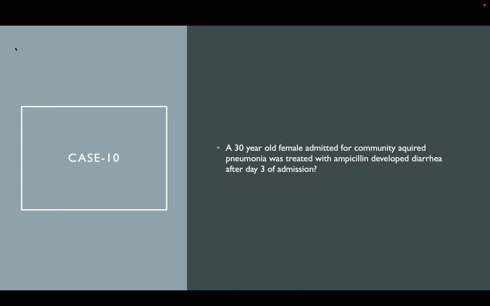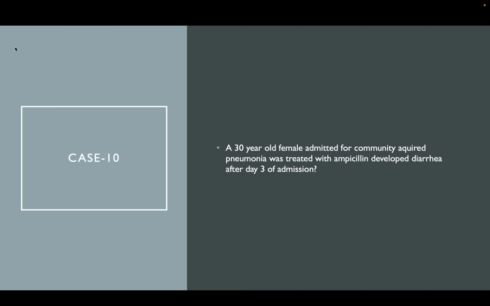A 30-year-old female admitted for community-acquired pneumonia was treated with ampicillin and developed diarrhea after 3 days of admission. So this is one of the things: the patient was treated with ampicillin for community-acquired pneumonia. Initially she had no diarrhea. Now she has developed diarrhea after 3 days. So you should always suspect C. difficile because of that.